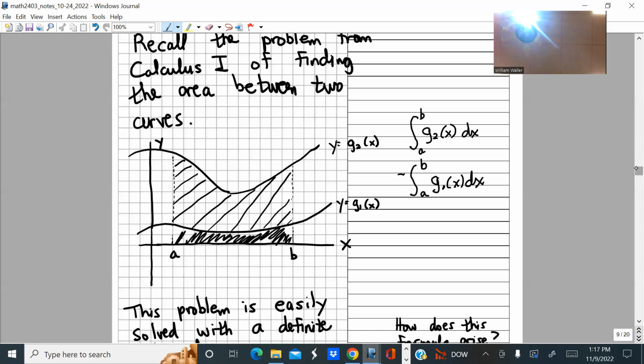Now, unfortunately, that's not a very exciting application because we already know how to do that. So that application seems a little bit tricky. We need to find some other reason to justify double integrals. But this is our first application.